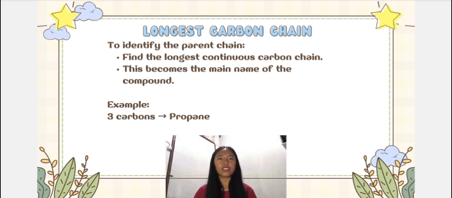So, next slide is the longest carbon chain. When naming organic compounds, the first step is to find the longest continuous carbon chain. This longest chain becomes the parent name of the compound. For example, if there are 3 carbon atoms in the longest chain, the parent name is called propane.